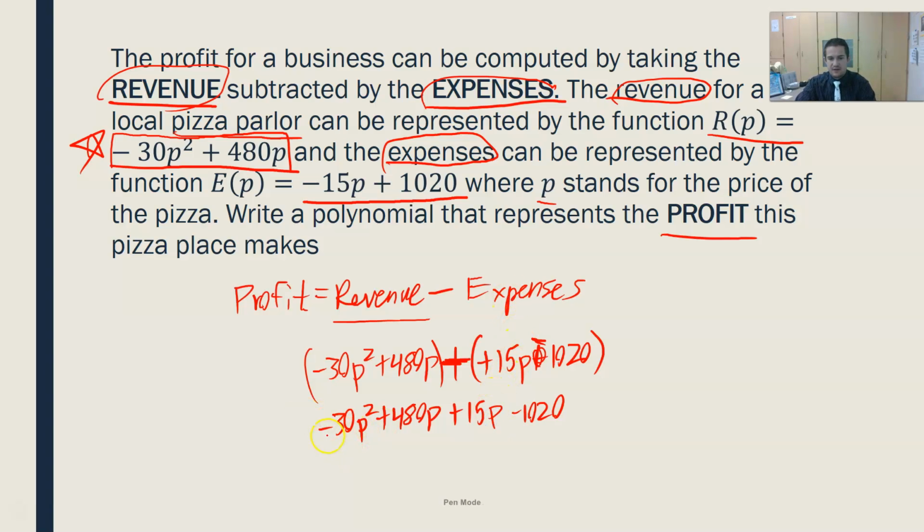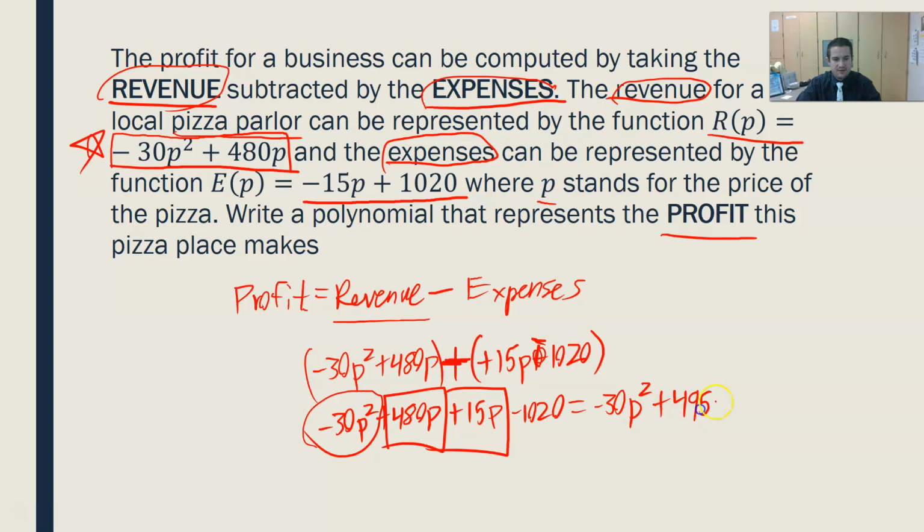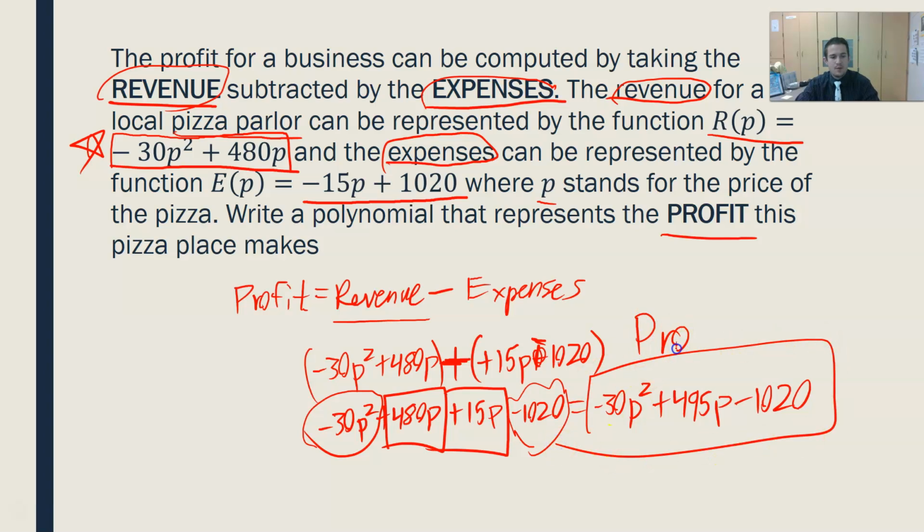Let's see. I have a p squared term, so this is going to be equal to negative 30p squared. I have two p terms, 480p plus 15p. Well, that's plus 495p. And then minus 1020 here at the end is all by itself. So the polynomial that represents my profit, how much money I make, is negative 30p squared plus 495p minus 1020. And since p stands for the price of the pizza, depending on how much I sell my pizza for, that'll tell me how much profit I make.